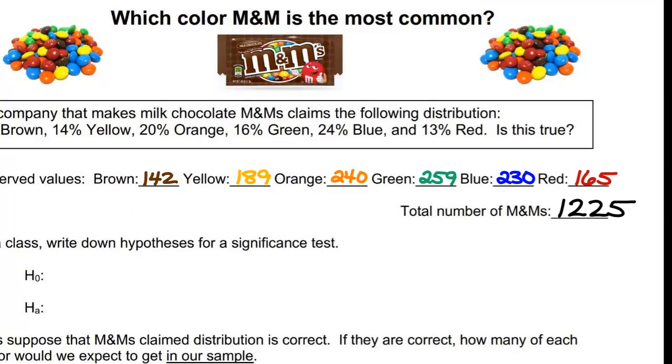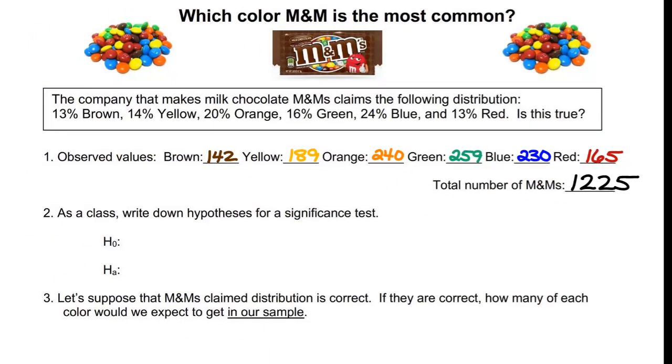Nice. Okay, so the whole reason we did this, if you've taken the time to look up at the little box, the company, Mars, that makes milk chocolate M&Ms claims that they produce them with the following distribution: 13% of the M&Ms are brown, 14% are yellow, 20% are orange, 16% are green, 24% are blue, and 13% are red. I want to know whether or not that's true. So we are going to do a statistical analysis of this. I want to write down hypotheses for this significance test. What should our null hypothesis be? Not necessarily, because that's just the total number of M&Ms in the bag. Remember, we want to know whether or not this distribution, everything is as they say. So the distribution is as they claim. What would our alternative hypothesis be? That it's not, that it's different than that.